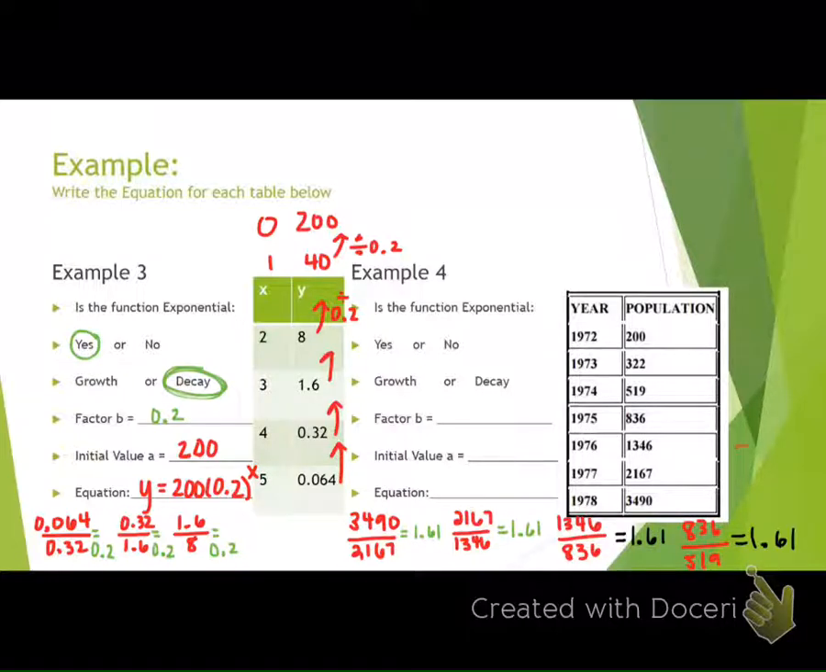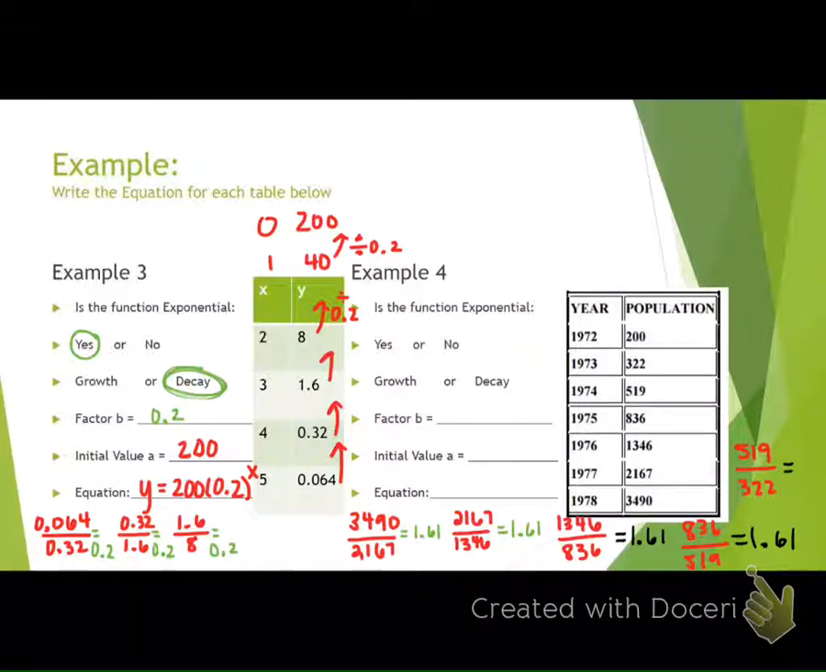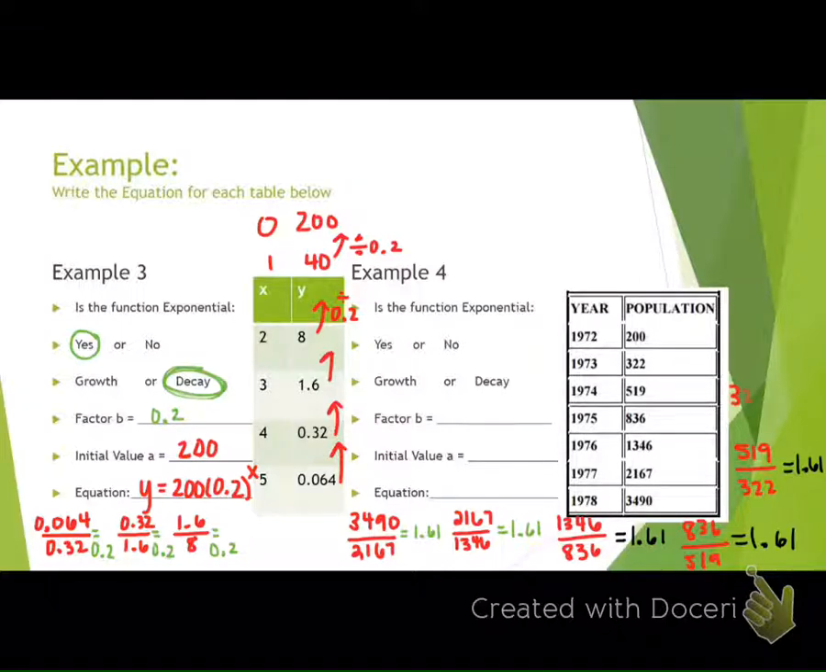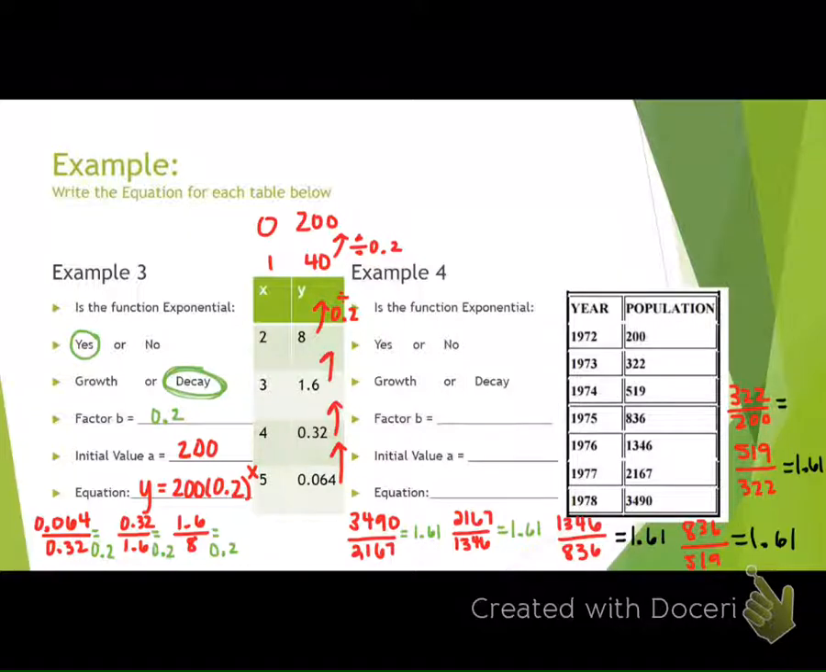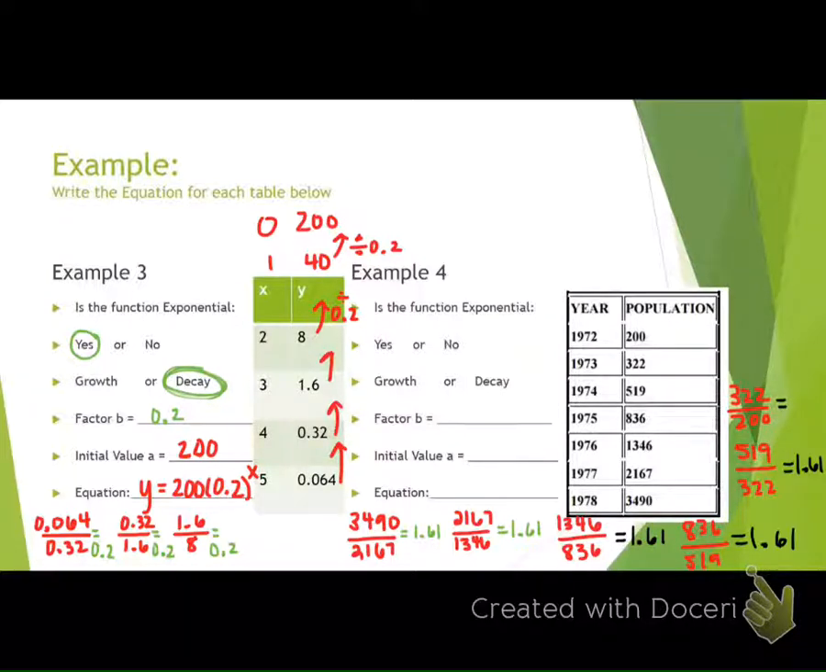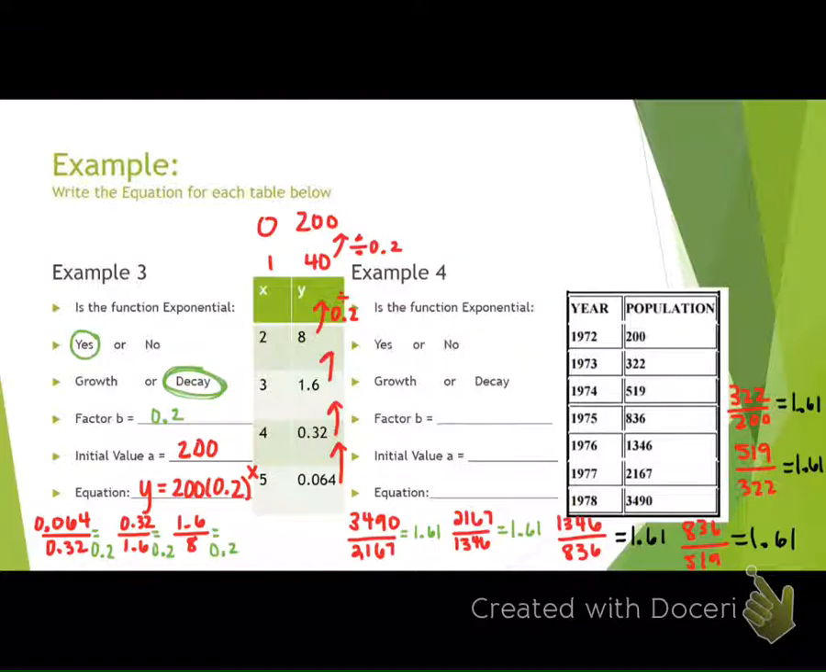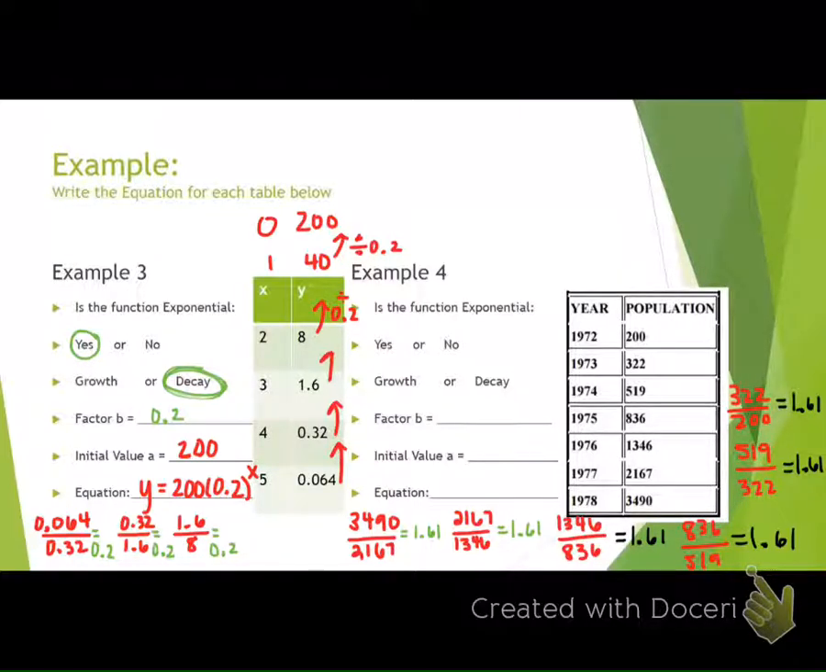Repeat it. So we do 519, Kaylee, divided by 322. You get 1.6. Okay, and then we do Tanari, 322 divided by 200. Some of you guys noticed that I actually typed it in your calculators and it wasn't exactly 1.61. We divided it, but we rounded it. But this is talking about a contextual situation, so it's not going to be perfect. But it was pretty close to 1.61 for all of them.